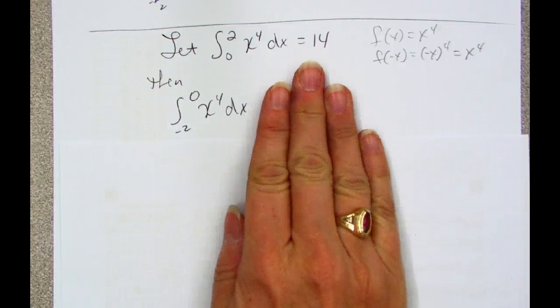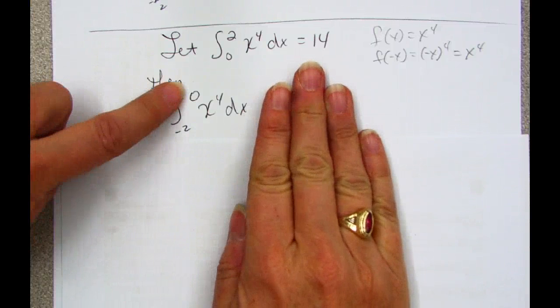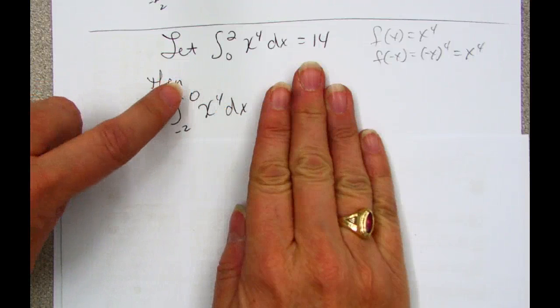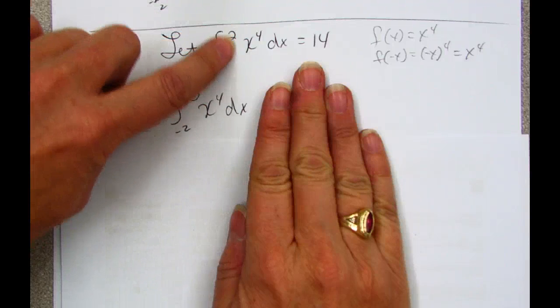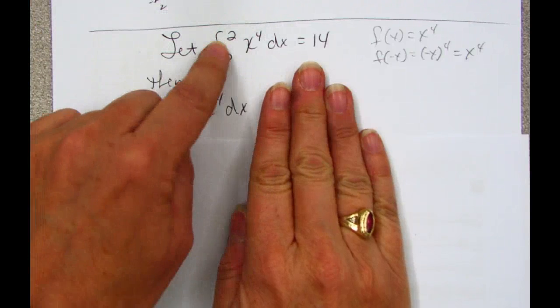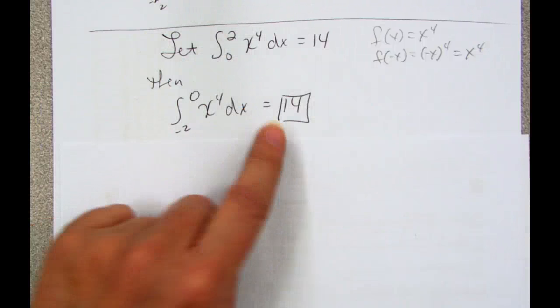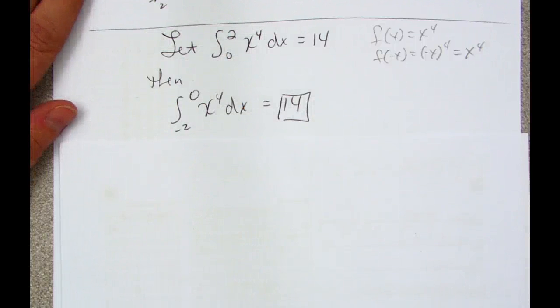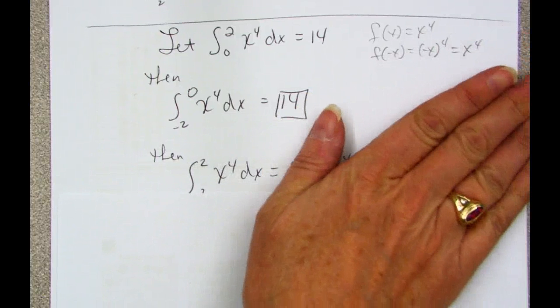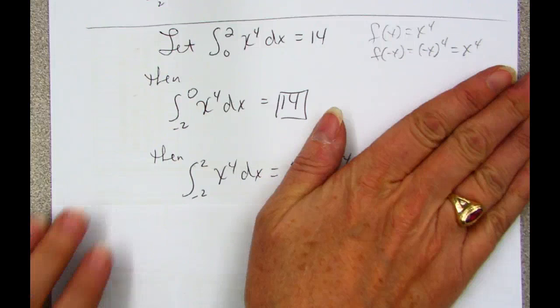Again, I've written the answer there. So let's say I take it from 0 to negative 2, x to the 4th dx. Well, this is half of it on one side, and this reflected over the y-axis. This is the other half. So if this right-hand half is 14, so is this left-hand half. Sorry, I'm trying to just show you all the answers.